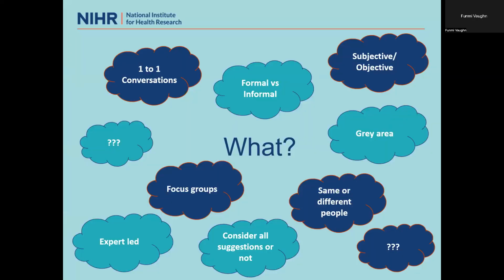So what is PPI? Some people think of it as a gray area. It depends on your research, and people ask questions. What should I do? Is it just conversations with people one-to-one? As focus groups? Is it a subjective thing or an objective thing where I need to collect actual data or enough information to be able to guide my research? What's this all about? And do I need to be an expert? What should I consider? Do I take on everybody's opinions? What do I need to do? And really, it could be all of these things or just some of them.